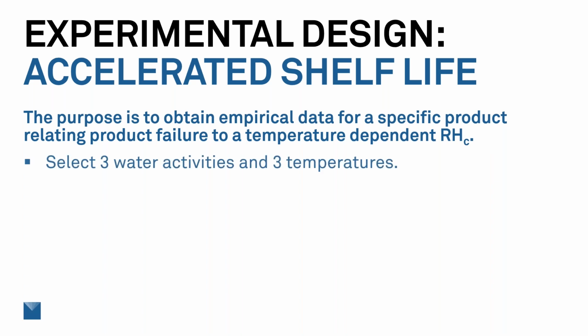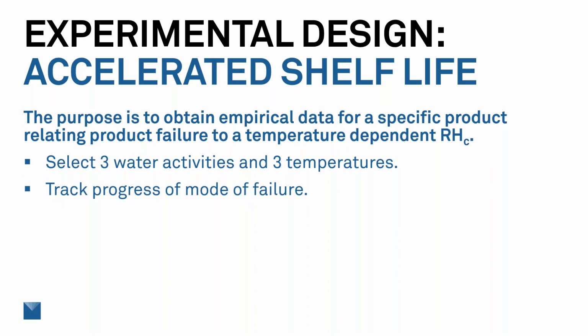So the RHC is going to go down. So how to set one up? You need to select 3 different water activities and 3 different temperatures. And then what you would do is you would hold your product at a combination of each of these 3. So it would end up being like 9 subsamples for these combinations.